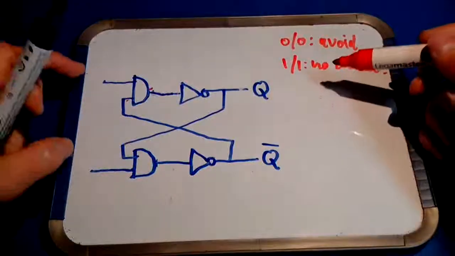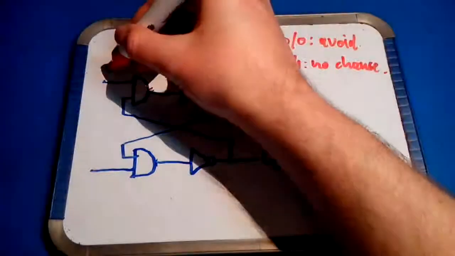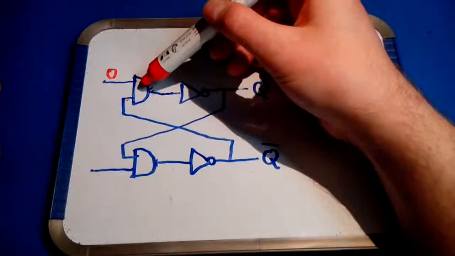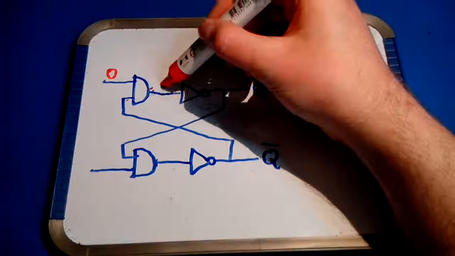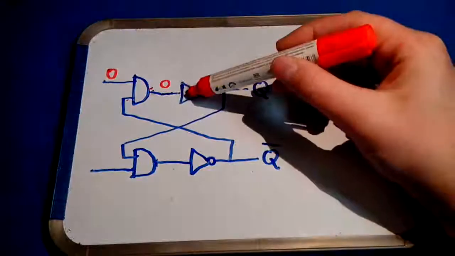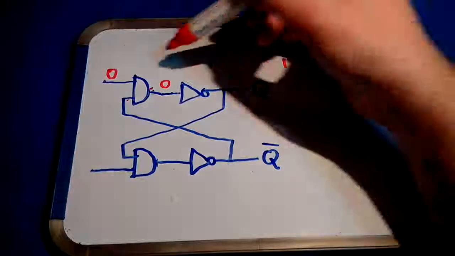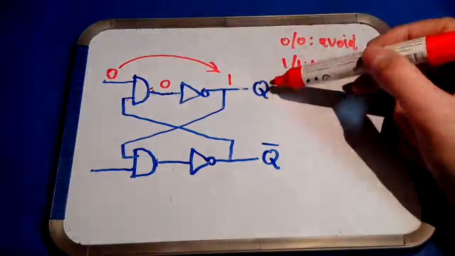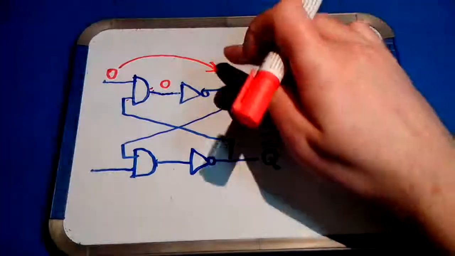So remaining as input conditions are 0, 1 and 1, 0. Let's see what happens if one of the inputs is 0. Because this is an AND gate, if one of the inputs of the AND gate is 0, the output must also be 0. And inverting a 0 results in a 1. In other words, a 0 at the topmost input of the block results in a 1 at the Q output. Right?